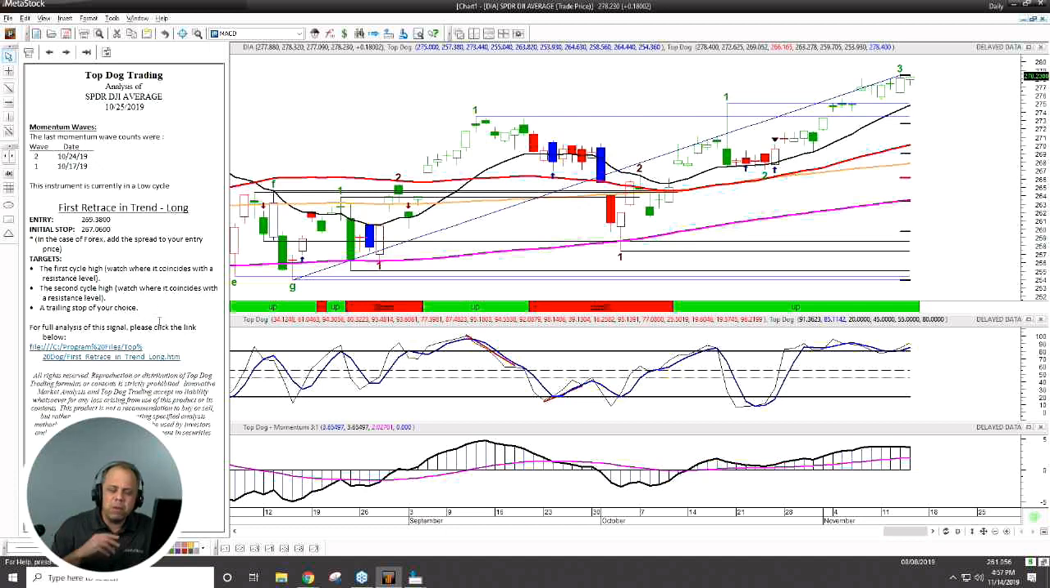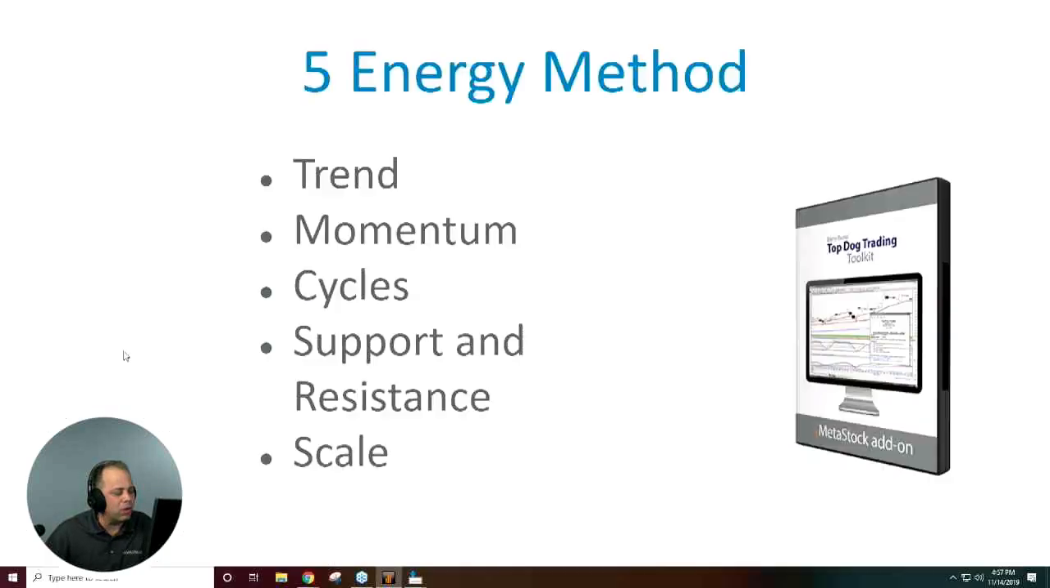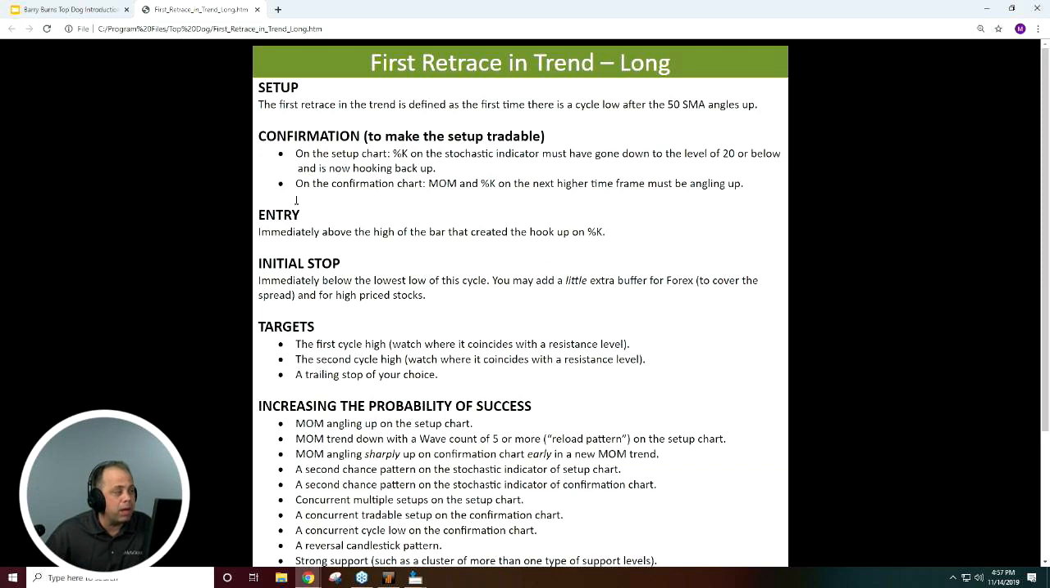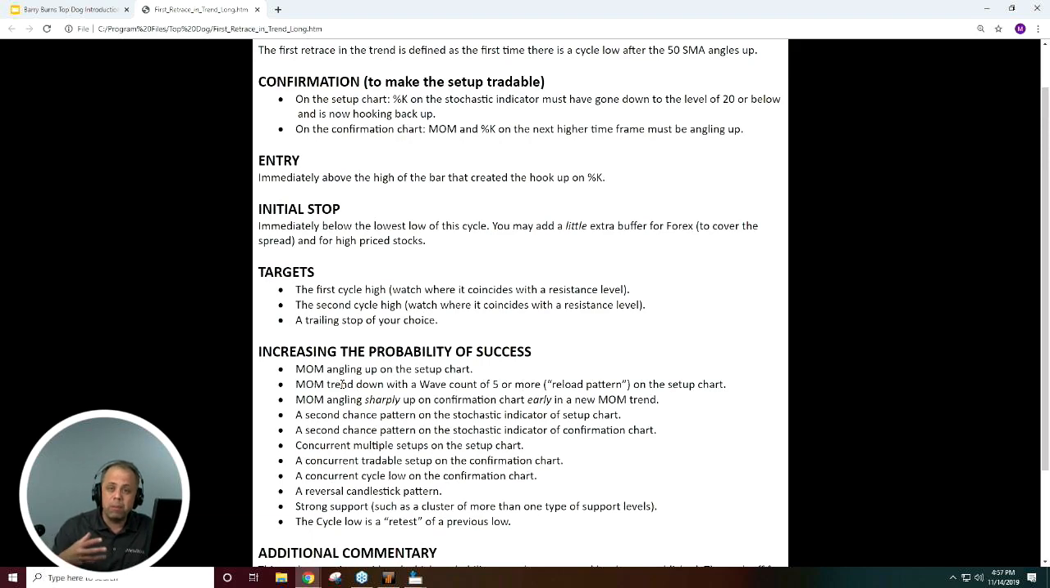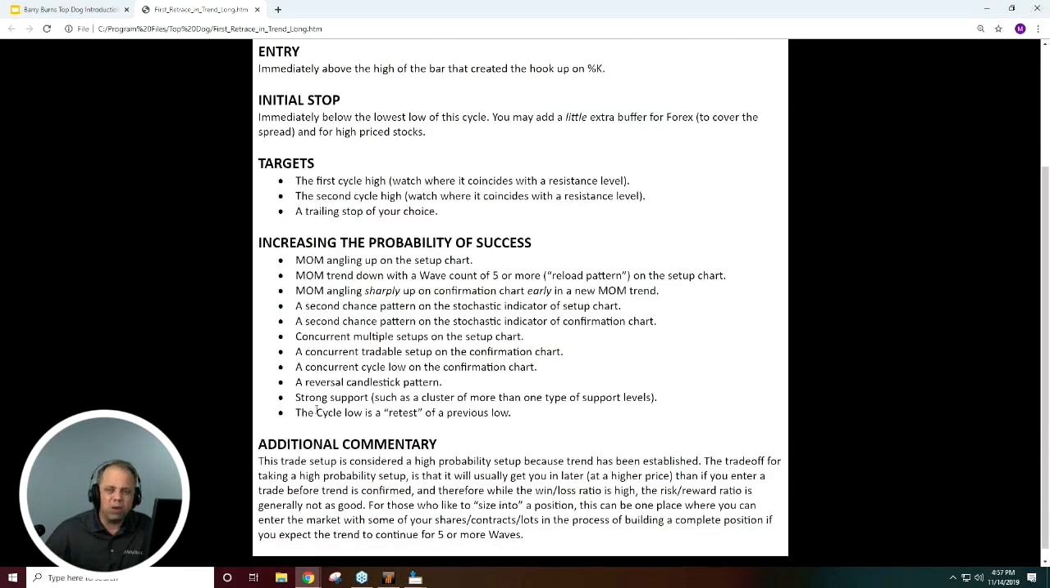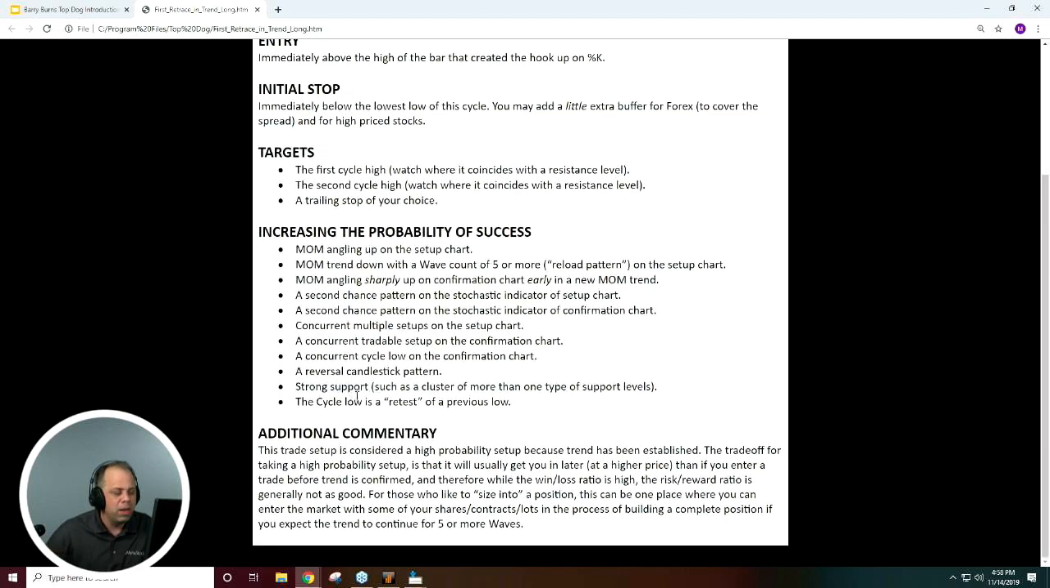And there was a lot of information that we took from Barry's courses that we wanted to have available for you, but we didn't want it to be necessarily visible every time. So you'll see here, for a full analysis of this signal, please click the link below. I'm going to go ahead and do that, and it's going to open up a web page for me. What you're going to see here is it's going to go through the setup, the confirmation, the entry, the stop, how everything's calculated, what you should do to increase the probability of success when you're in a trade, and any additional commentary that you should be looking at. I'm not going to read this all out loud because that'd get rather boring.